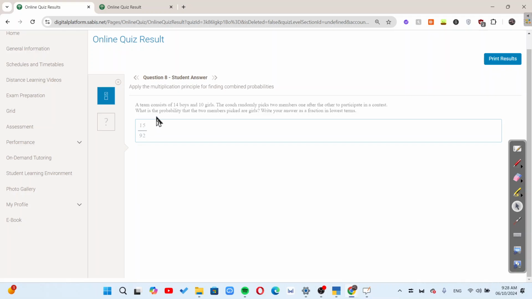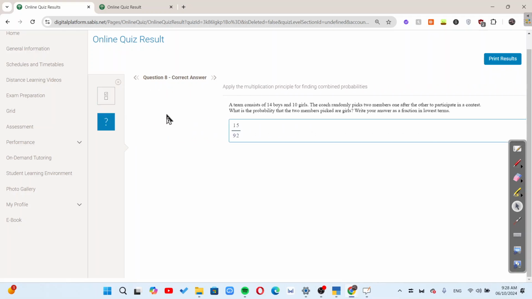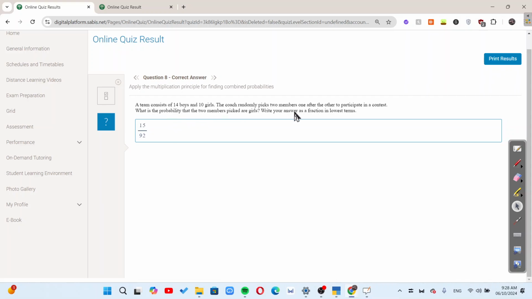Okay, so you have a team of 14 boys and 10 girls. The coach randomly picks two members, one after each other. What's the probability that the two members picked are both girls? So you could either pick boy or girl. So 14 over 24 guys, and 10 over 24 girls.